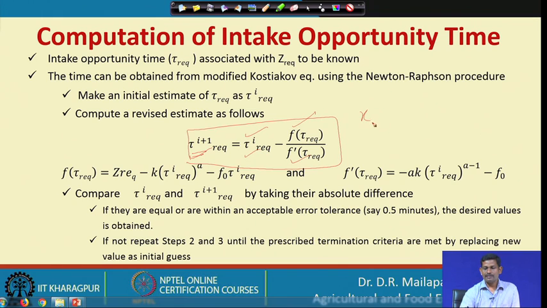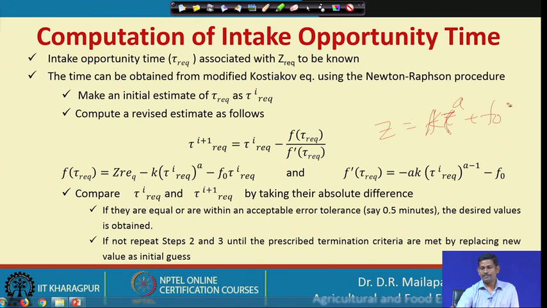and this is the initial guess and the new guess, the same thing. So, x1 equals x naught minus f of x naught by f dash x naught. Similar to that, tau required will be estimated. So, this is Z required. We know the equation, right. Z is equal to k tau power a plus f naught into tau, with tau being the opportunity time.